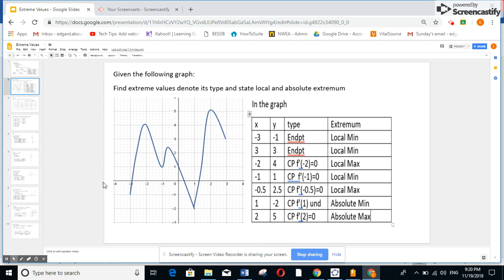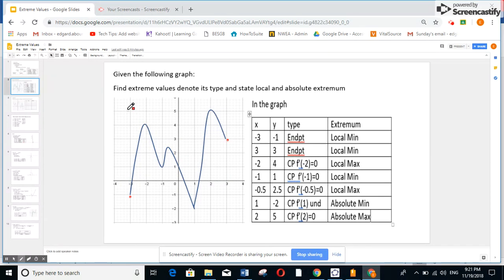Suppose here we have this graph. We're going to study the extreme values, denote their type, and state whether each is local or absolute, max or min. Let me start with the endpoints. At x equals -3, the elevation of this point is -1. It is an endpoint. It's not the least point. It's a point where we start. This is called a local min. The other endpoint is at x equals 3. Its elevation is 3. The curve is going to that point. It's a local min. It's not absolute because this point is the absolute minimum, and that point here is the absolute max.